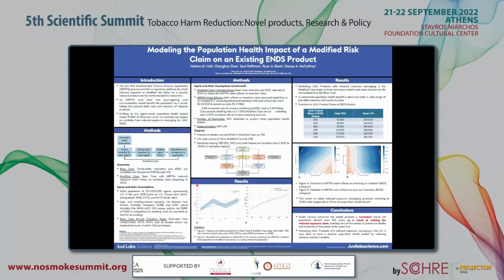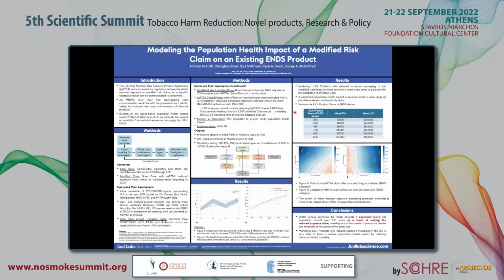The model is well calibrated. The left panel, figure A, shows NHIS estimated and model projected ENDS prevalence over the 2018 through 2021 period. The right panel, figure B, shows that by 2060, the model projected population is within 5% of U.S. Census projections.